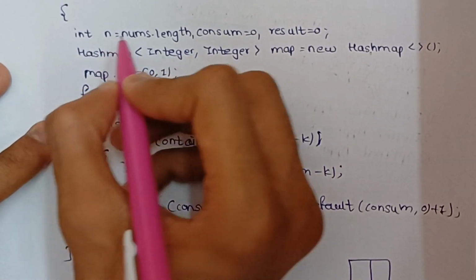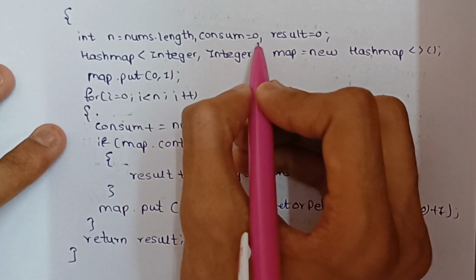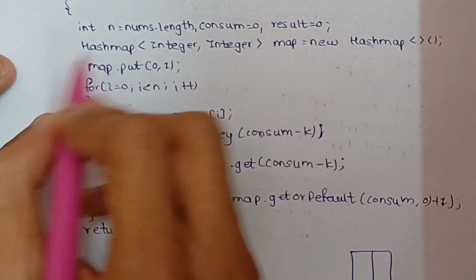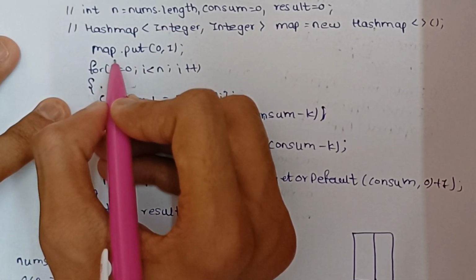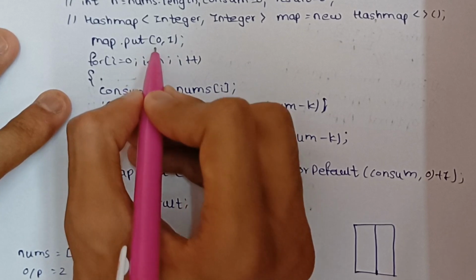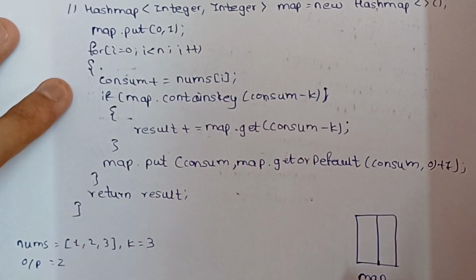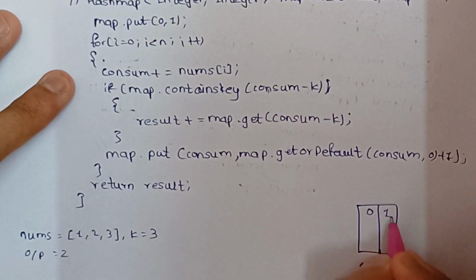So n is the length of the array and consecutive sum starts at 0, and result is equal to 0. We have created a hash map. Now in the hash map we will first put 0 and 1. How many times does 0 occur in the hash map? One time, so we put 1 here.